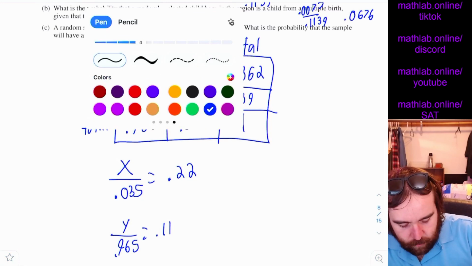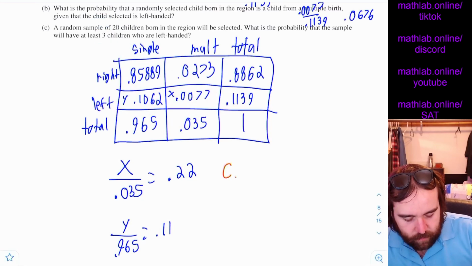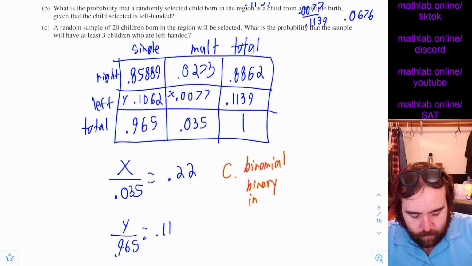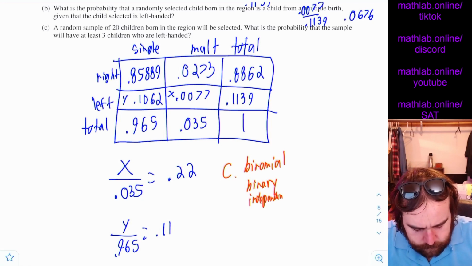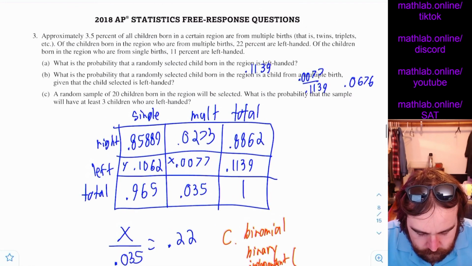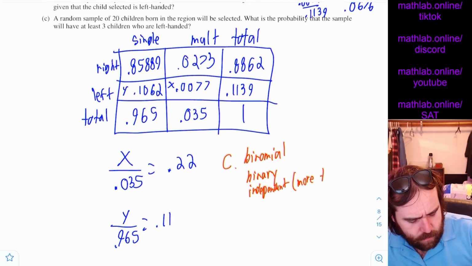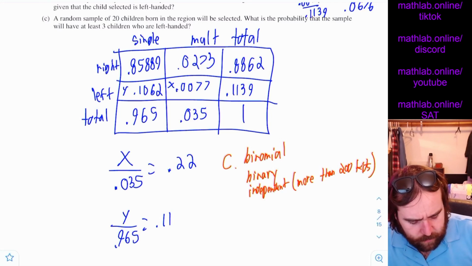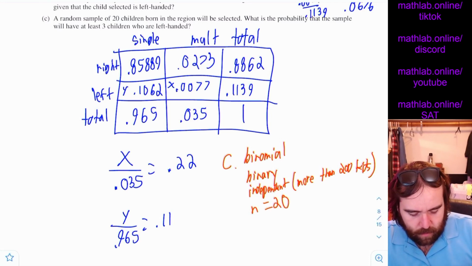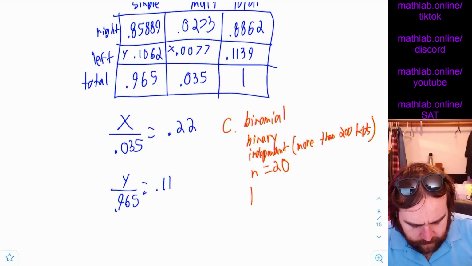Or should we just do binomial? Maybe we'll just set up the binomial, because that's definitely quicker here. So we'll say that it's binomial because it's binary. They're independent. Why are they independent? I mean, we could say there's more than 200 children. I guess that still applies here, right? And this is all just so I can use binomial CDF. Fixed number of trials, n equals 20. Yeah, okay. And then we'll do binomial CDF.